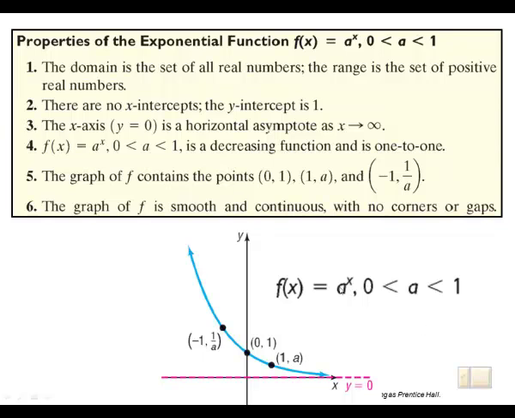So when a is between 0 and 1, in other words a fraction, then you're going to get this exponential decay. And you're going to get that intercept, again, where when x is 0, y is 1. So whether you get exponential growth or exponential decay, you're still going to get that intercept going through (0, 1). And notice, even with exponential decay, you still have 1 unit from your horizontal asymptote to your y-intercept.